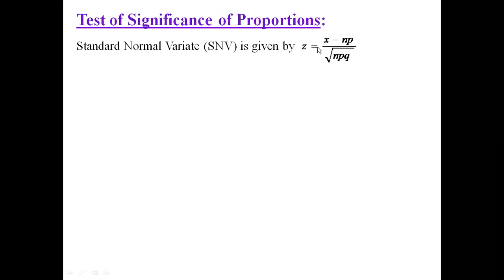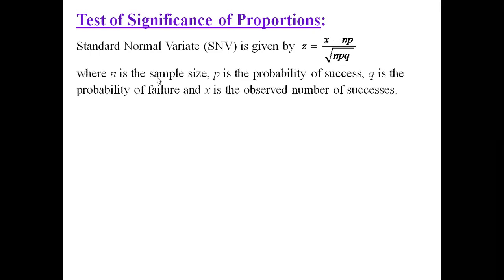Test of significance of proportions. The standard normal variate is given by z is equal to x minus np divided by square root of npq, where n is the sample size, p is the probability of success, q is the probability of failure, and x is the observed number of successes. When we perform an experiment, the observed number of successes can also be obtained, and that is usually denoted by x. Here n stands for the sample size.